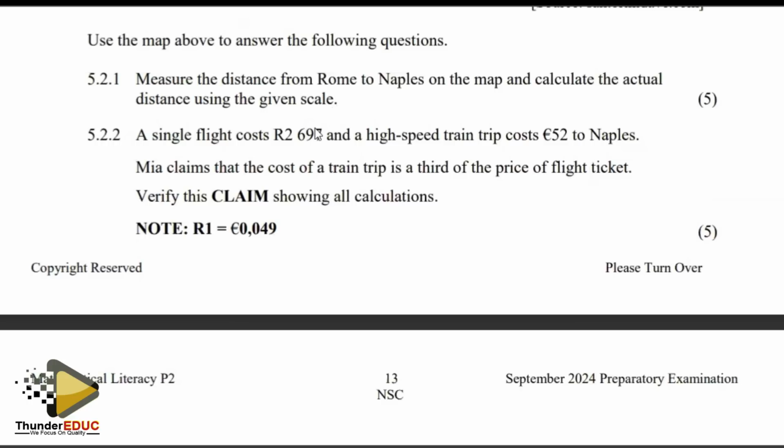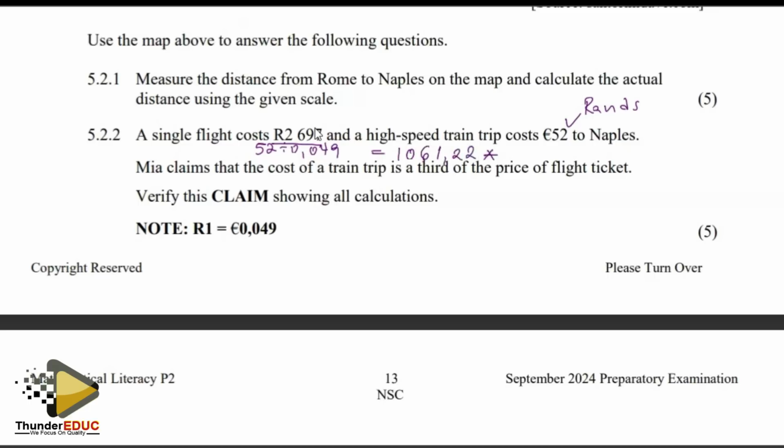First and foremost, we need to change this to rands. Why are we changing to rands? Because what we're proving is already in rands. And yet I've put 1 rand, it's equivalent to this much. So I need to get 52 divided by this, which becomes 52 divided by 0.049. And the answer becomes 1,600.